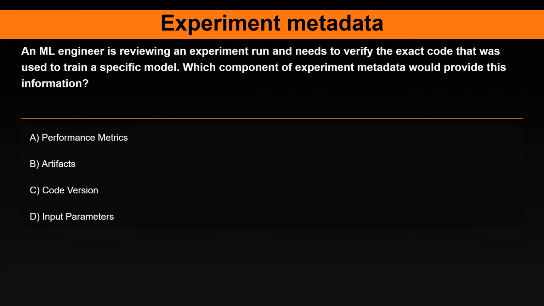Question 14. An ML engineer is reviewing an experiment run and needs to verify the exact code that was used to train a specific model. Which component of experiment metadata would provide this information? Option A. Performance metrics. Option B. Artifacts. Option C. Code version. Option D. Input parameters.